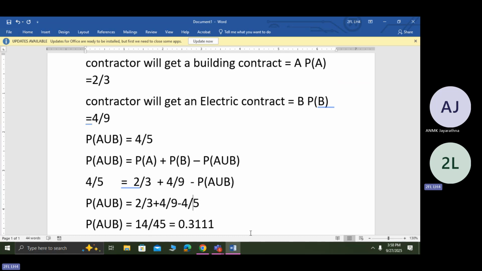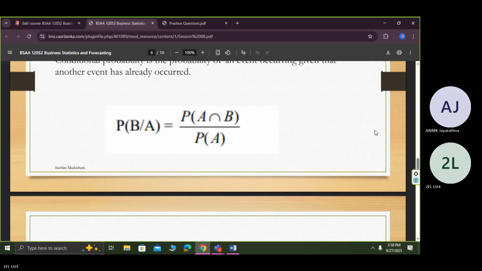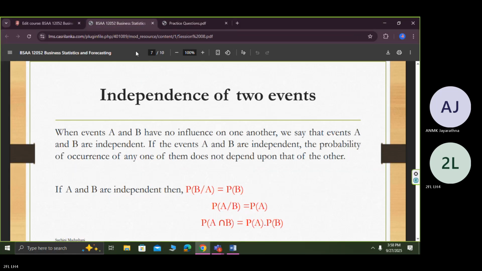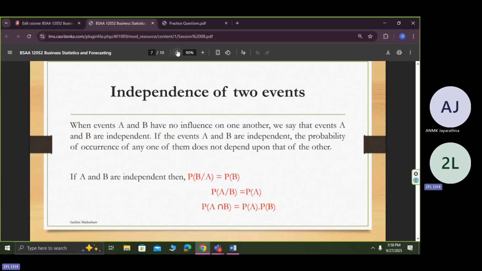Understood? Okay. Now clear? Now we have studied joint probability, marginal probability and conditional probability. Next we move to two independent events. What is the meaning of independent? Independence is not a new word. All of you celebrate Independence Day. Independent means do not depend on the other.